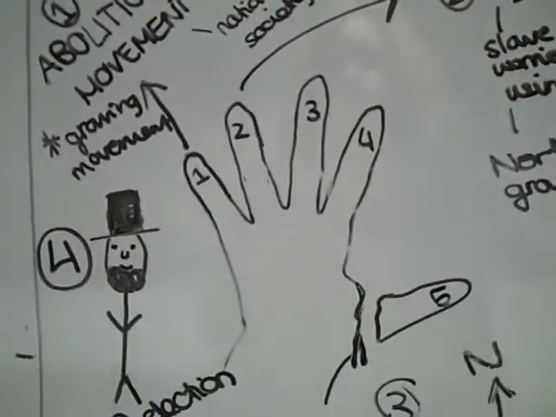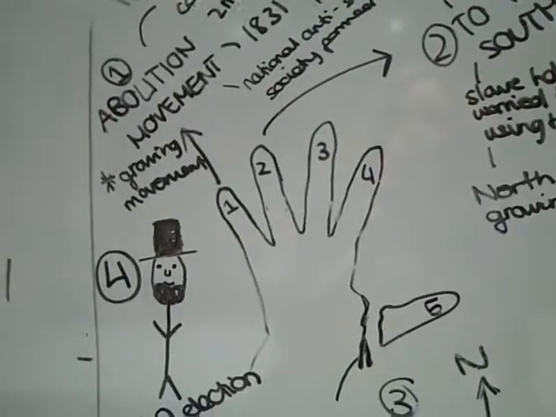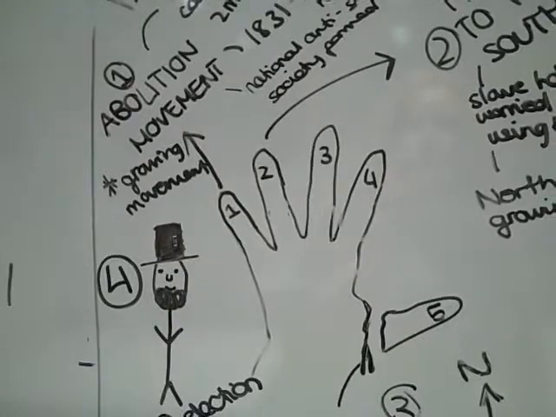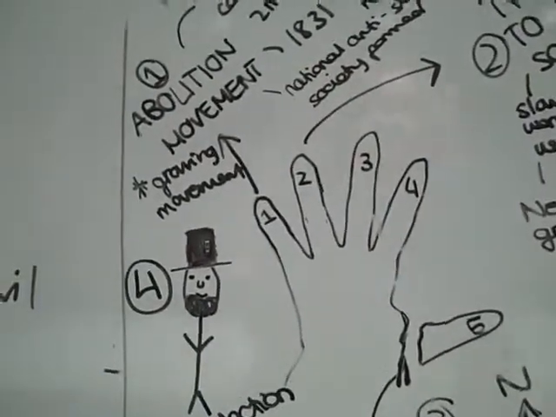As you can see here, students have been drawing around their hand and looking at 5 main causes of the American Civil War. And I'll just talk you through some of these. And as I talk you through, if you want to develop your own map, please go ahead with that.